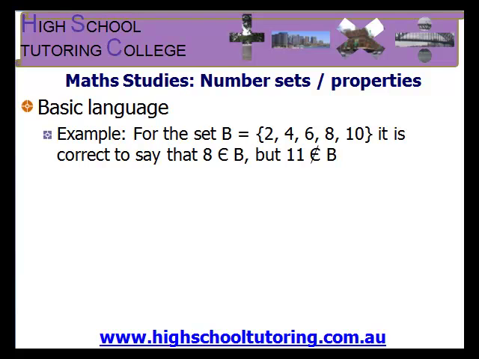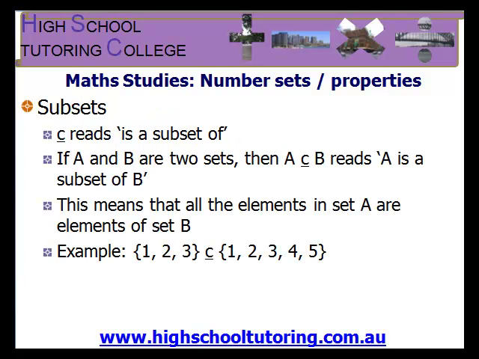It is important to understand the set notation used within number sets and properties. In order to exercise number sets and properties, one must understand subsets as well as unions and intersections. The first symbol seen on the page reads "is a subset of". If A is a subset of B, it means that an element of A is also an element of B. All the elements of a set A must also be present in set B.